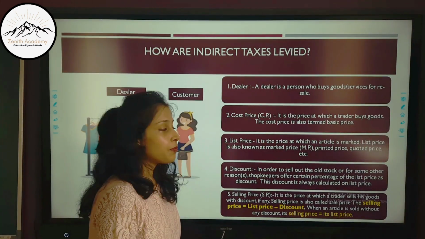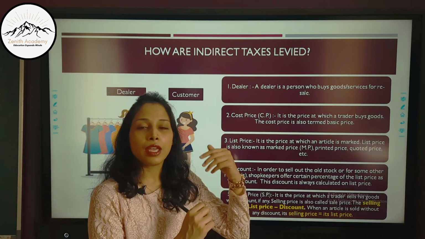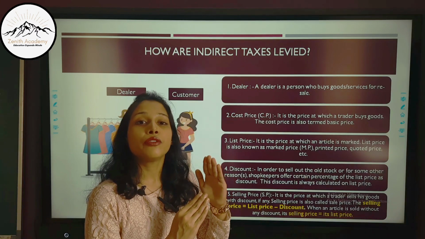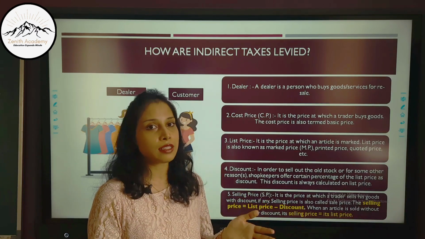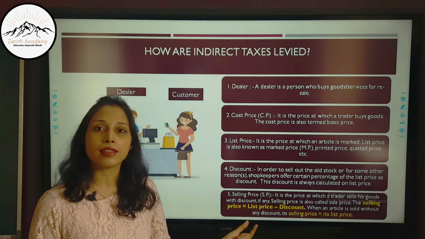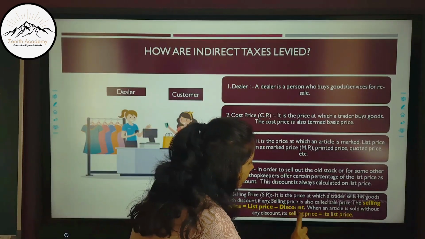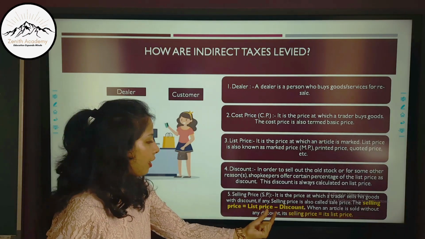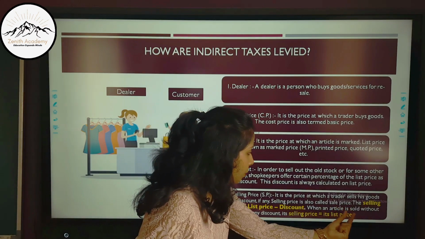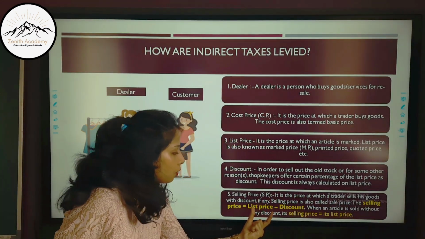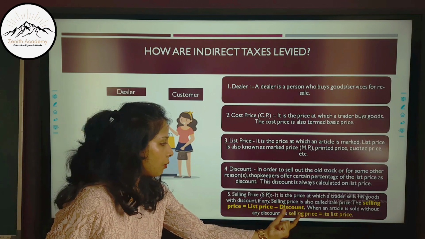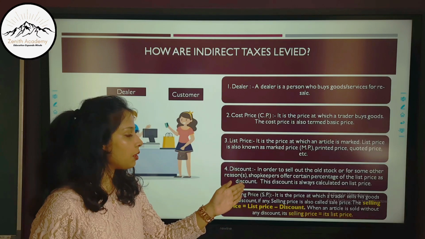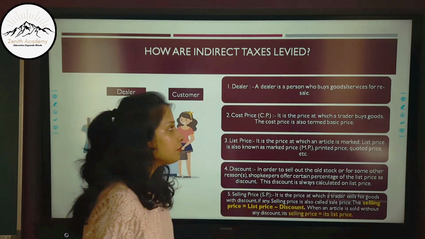Now, what is the selling price? Once we have selected the cloth, we have finalized the discount. So the final price after deducting the discount is the selling price. Let's read. It is the price at which a trader sells his goods with discount, if any. Selling price is also called sale price. The selling price is equal to list price minus discount. When an article is sold without any discount, definitely the list price will be equal to the selling price.